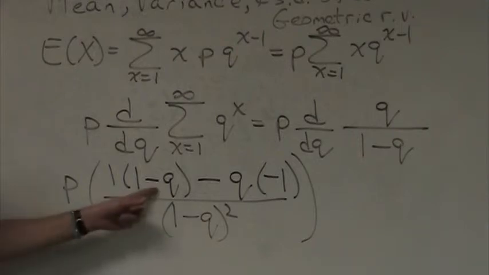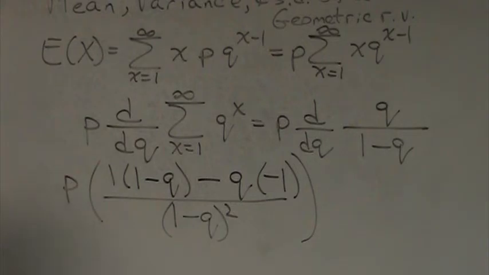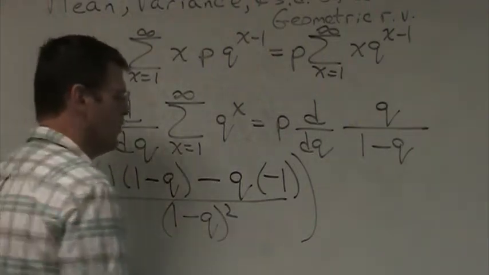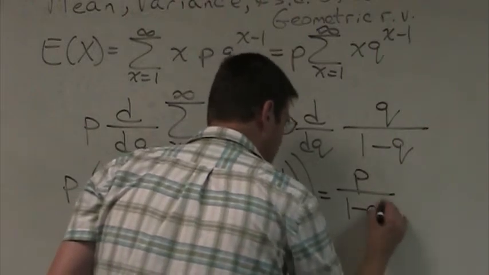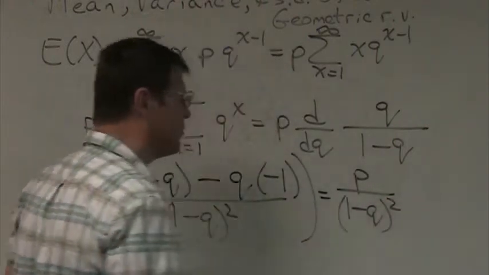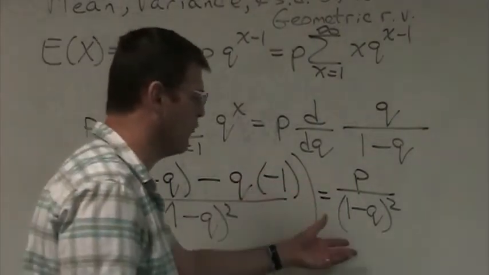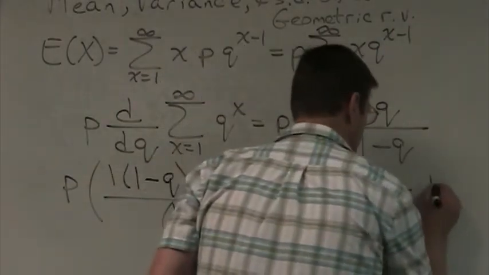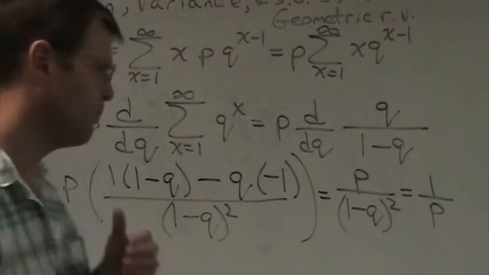Now if you look at this, we've got minus q here, we've got plus q here. The only thing that's left in the numerator is 1. So this becomes p over 1 minus q quantity squared. But remember that 1 minus q is p, so this is p over p squared. And we end up with 1 minus p.